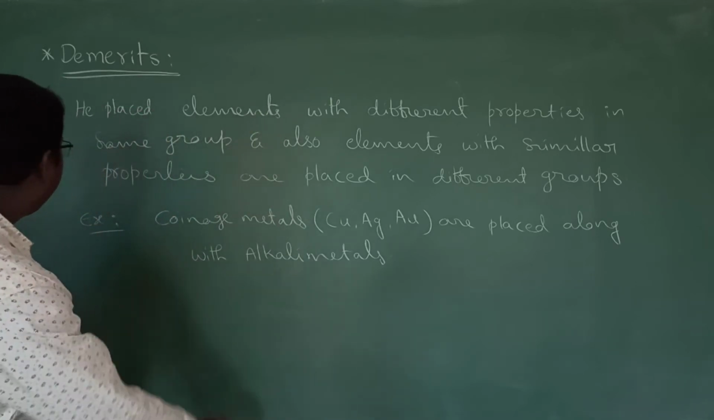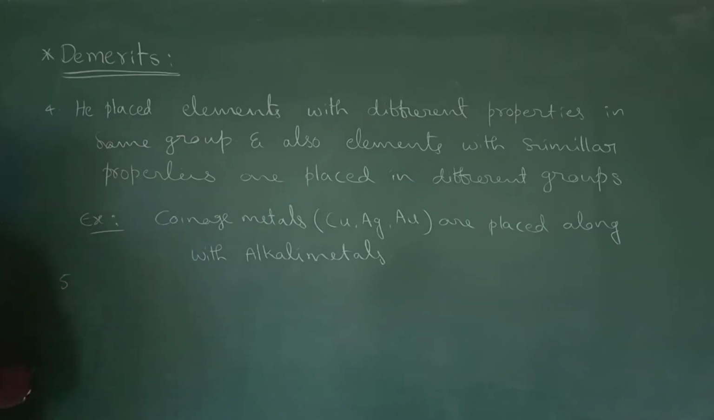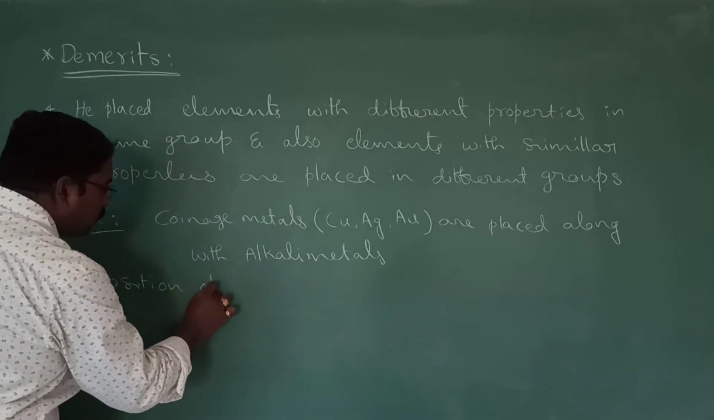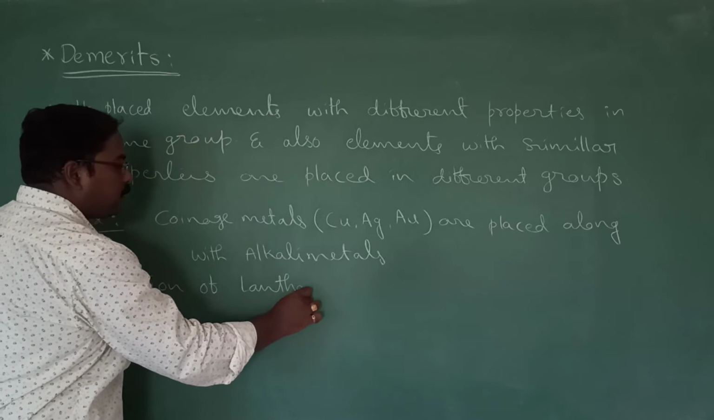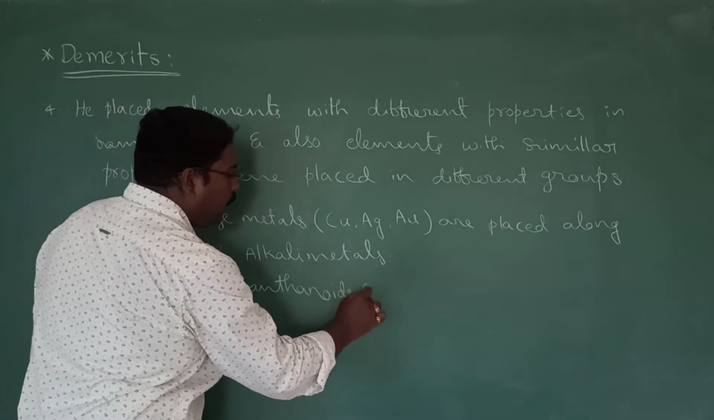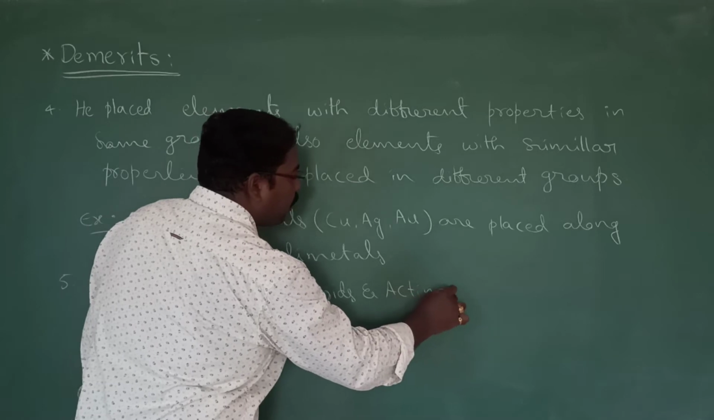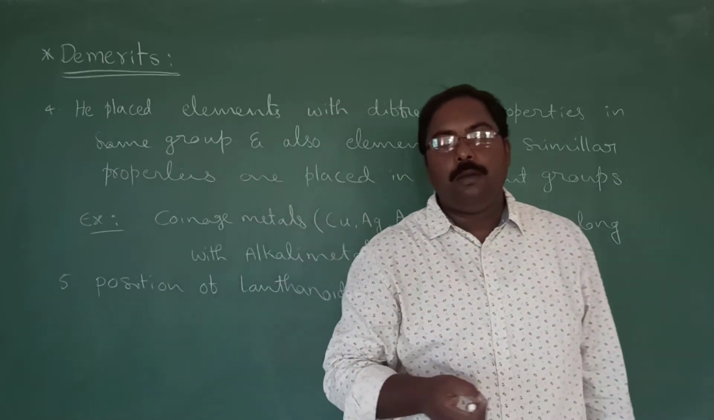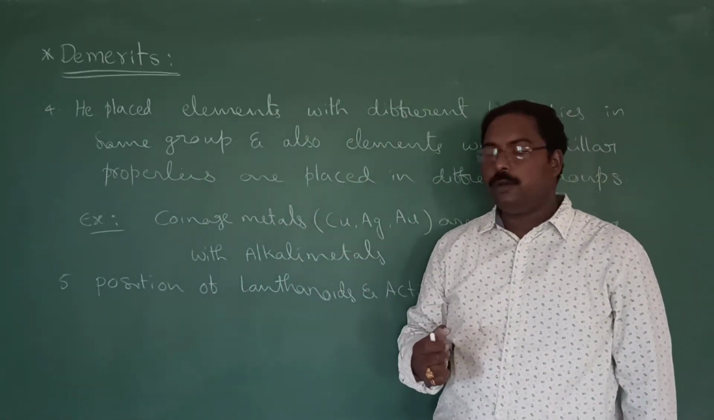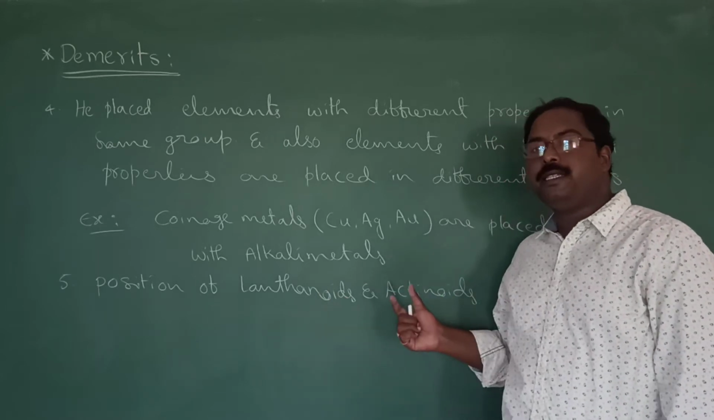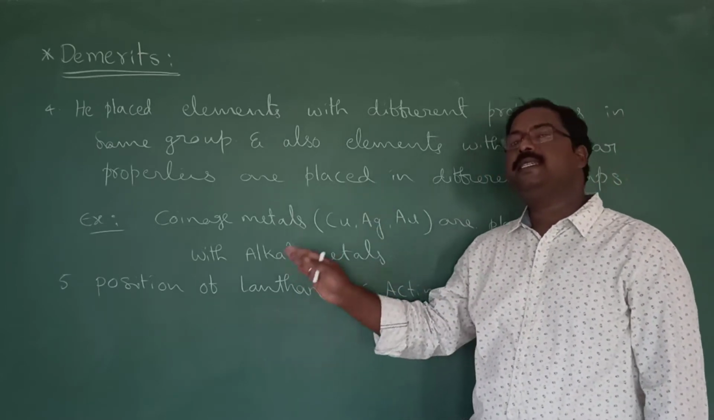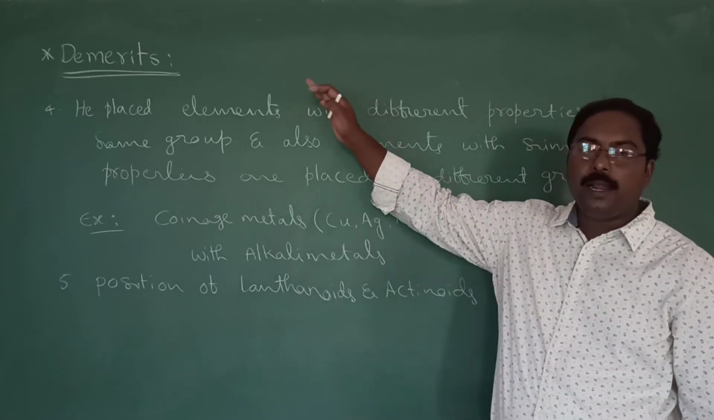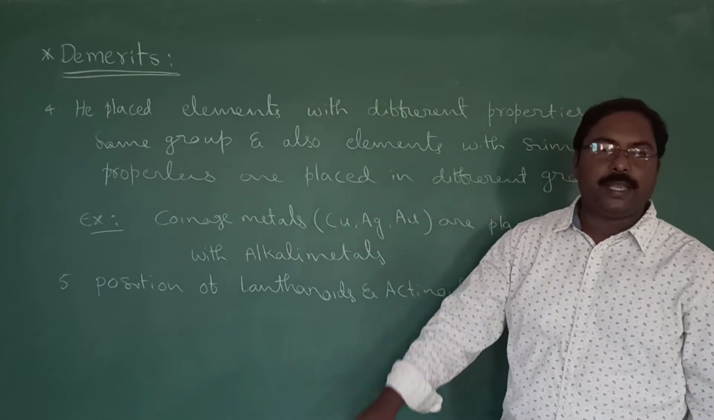Okay? As well as coming to the last demerit, the position of lanthanoids and actinoids. You may hear this word lanthanoids and actinoids. We know even in the present periodic table also the position of these lanthanoids and actinoids is a drawback because they are placed separately in the periodic table. Okay? So these are the main drawbacks of Mendeleev's periodic classification of elements.